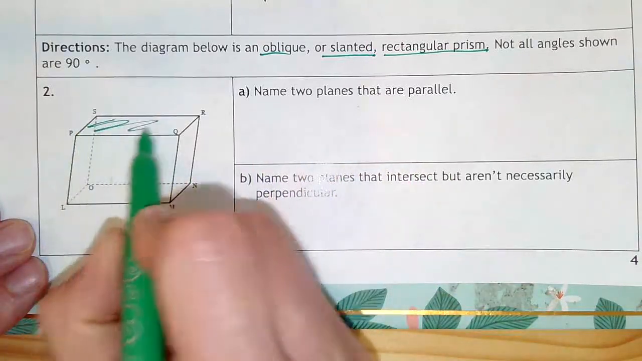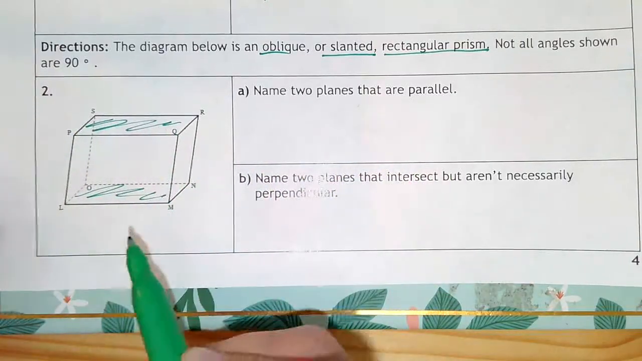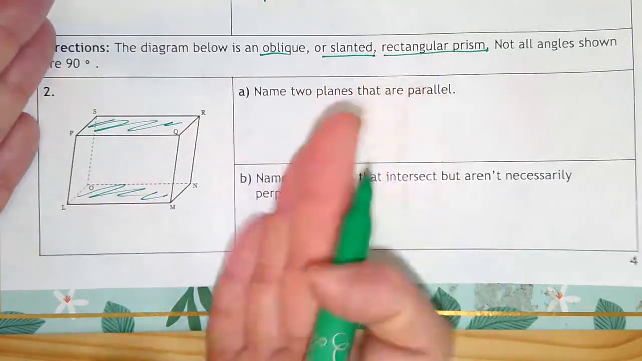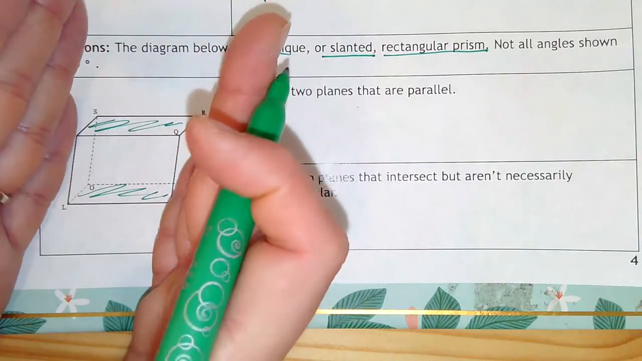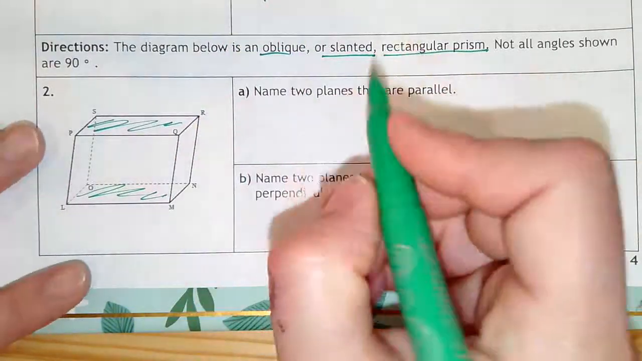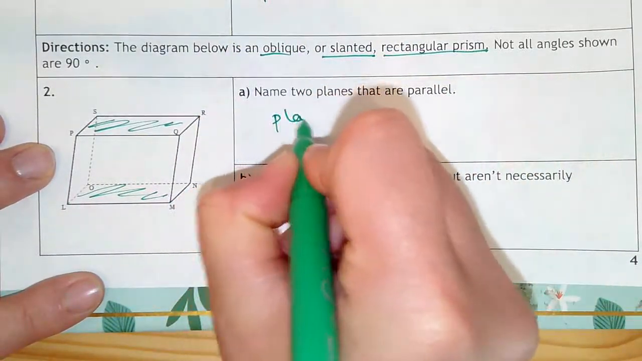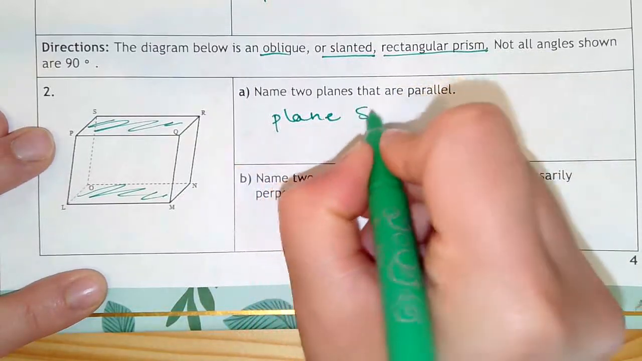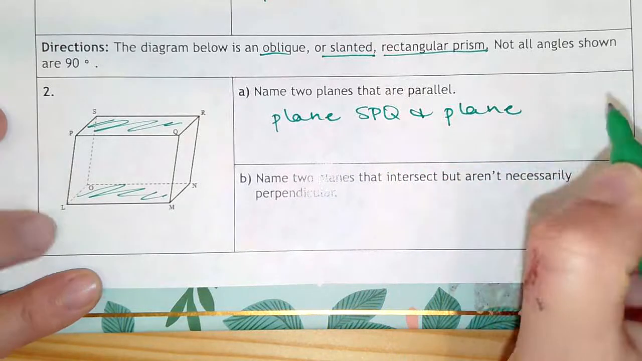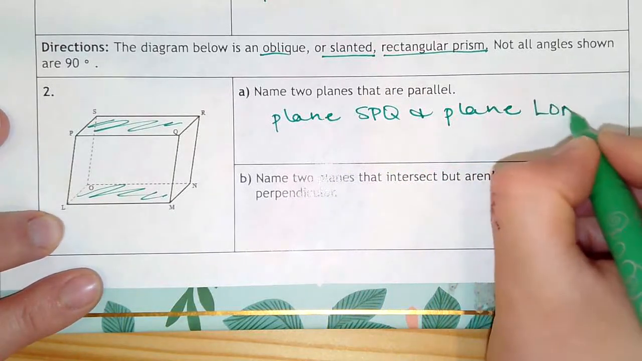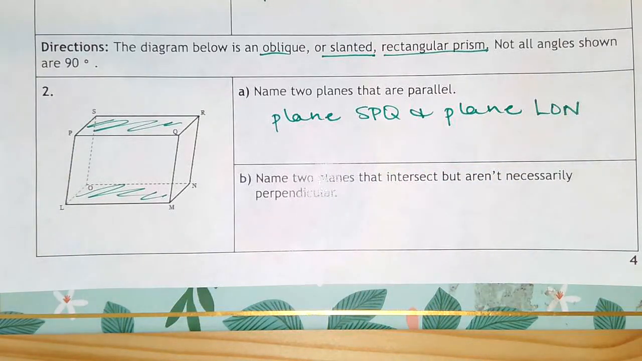Okay, so part A says name two planes that are parallel. Again, that could be the top and the bottom, the front and the back, the side and the side, because these planes, if you laid paper on each side, they would never touch. So they're leaning in the same direction. So I'll just do top and bottom. Plane SPQ and plane LON. And I'm not going to do more examples on that one.